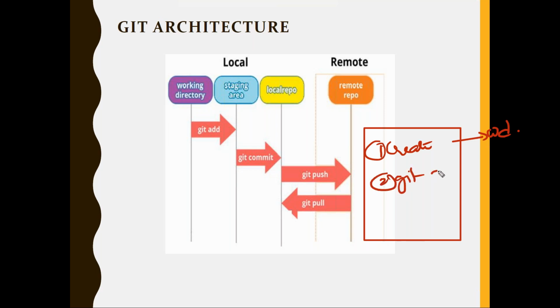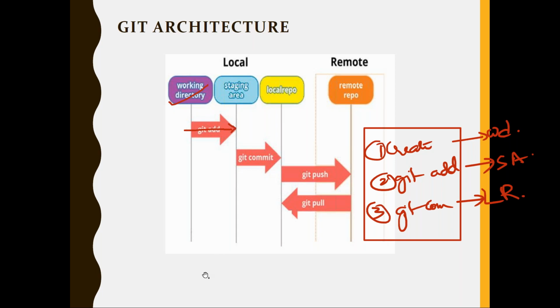Then you run the command git add. Then only it's said to be in the staging area. Then you do git commit. Then it's said to be in the local repository. Correct? So now I just created it. Where is it? Working directory. That's why it's asking me to add.